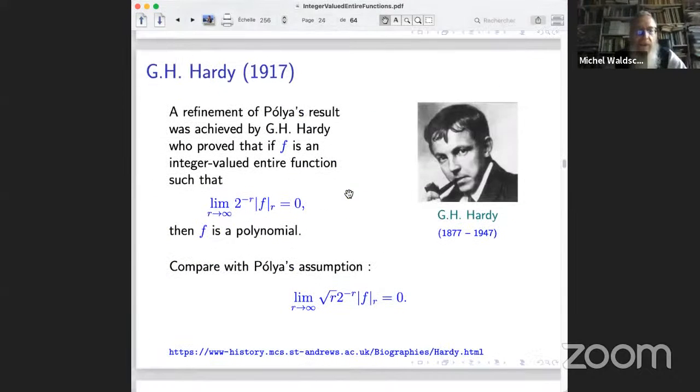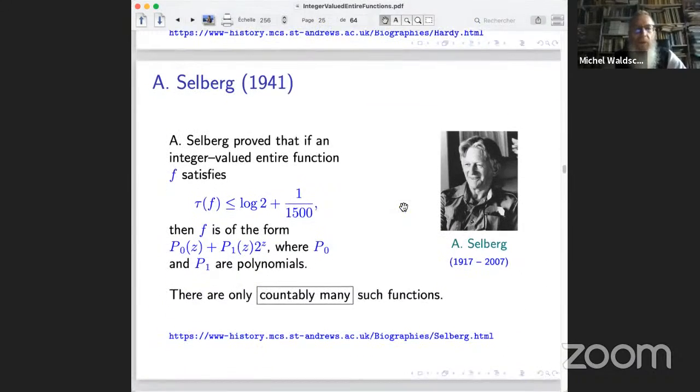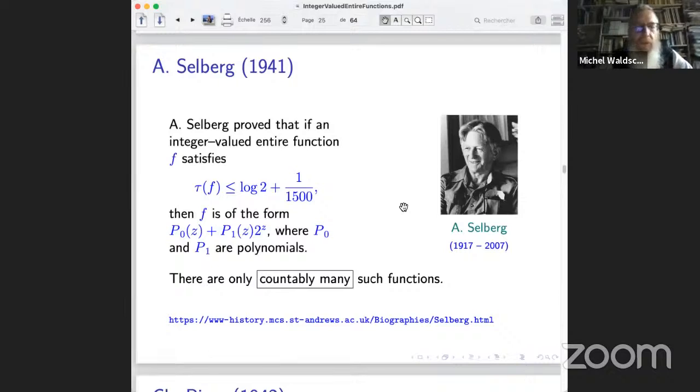You could think that this is the end of the story because it looks essentially best possible. But Selberg went further. Selberg proved that if an integer valued entire function f has a type which is less than log 2 plus 1 over 1500, then f is of the form p0 plus p1 of z times 2 to the z, where p0 and p1 are polynomials. I am especially interested in the fact that the functions satisfying this condition are countably many such functions. So with the exponential type log 2, you just have essentially 2 to the z, or a polynomial times 2 to the z plus p0. But you have only countably many such functions if you take a type which is just a little bit larger than log 2.